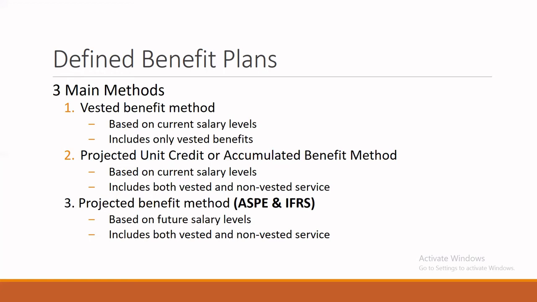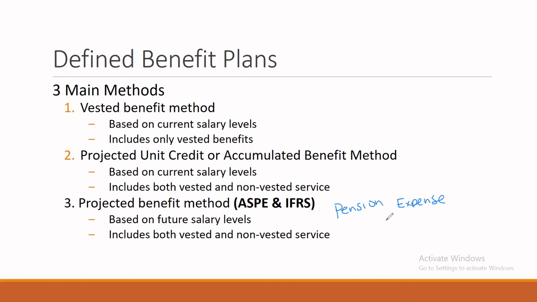So what IFRS and ASPE did is they said, well, everyone's going to have very different pension expenses on their books because of the different methods being used, which is not really fair. So in order to make things consistent, ASPE and IFRS require that you record pension expense based on the projected benefit method. When you're recording pension expense for the year, you have to use the projected benefit method.